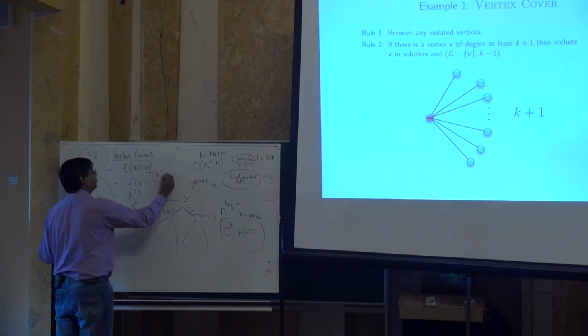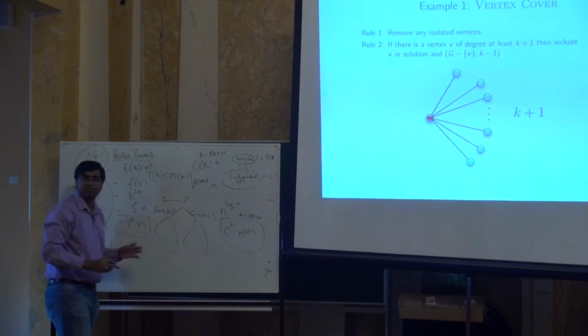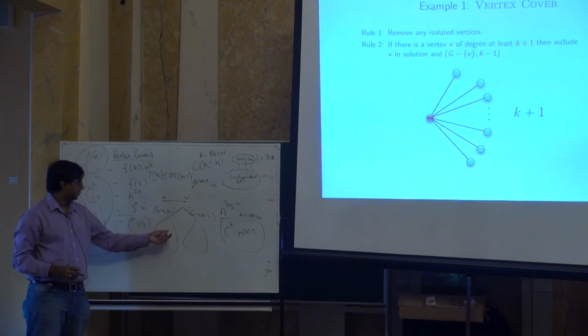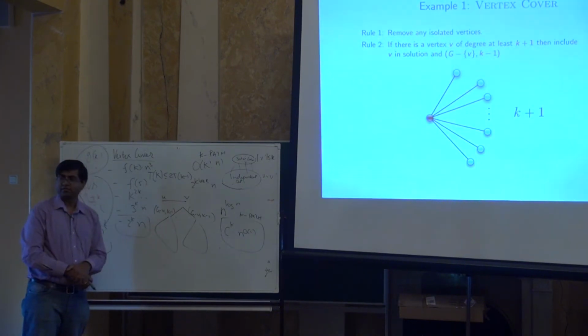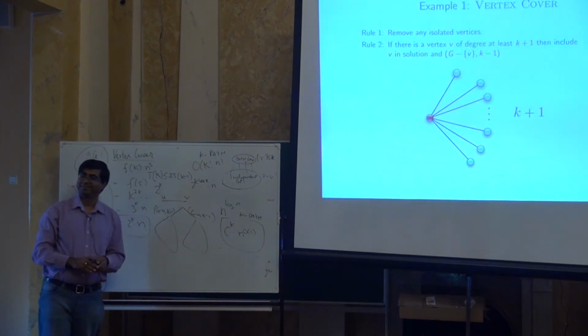Let's write down the recurrence. T of k is less than or equal to 2 times T of k minus 1, of course times some polynomial, but let's count the number of branches. And how much is this recurrence? 2 to the k. This is an algorithm. Very smart algorithm, no?